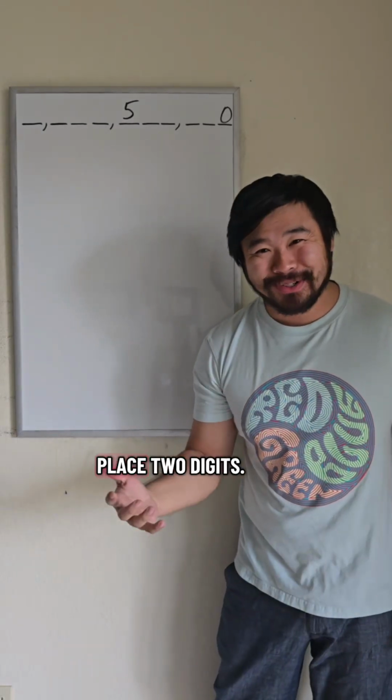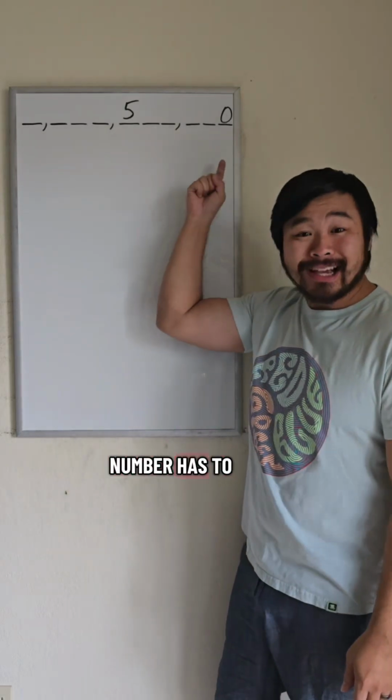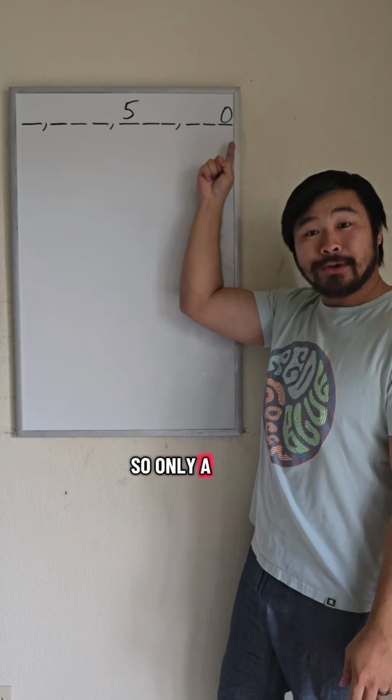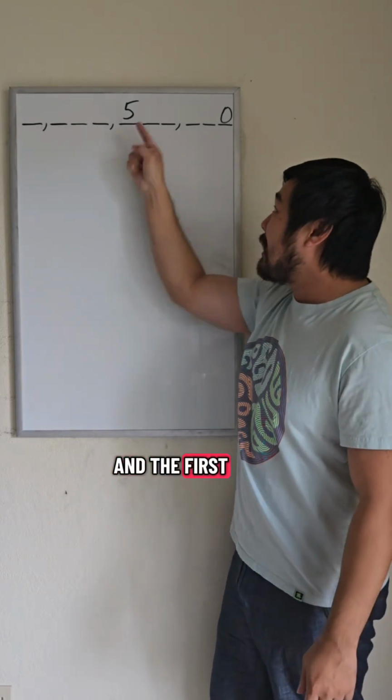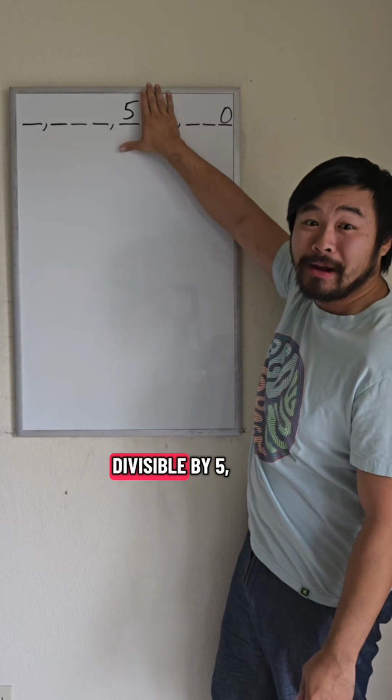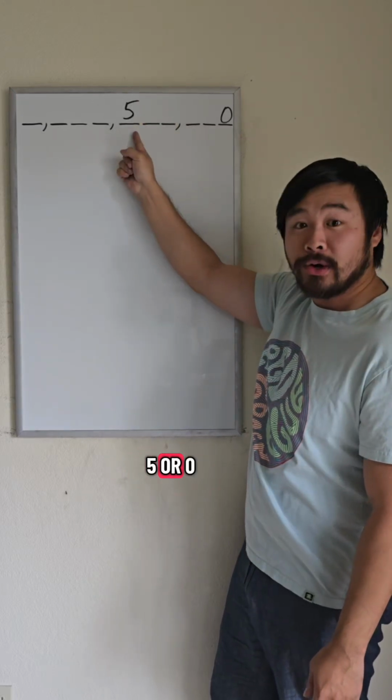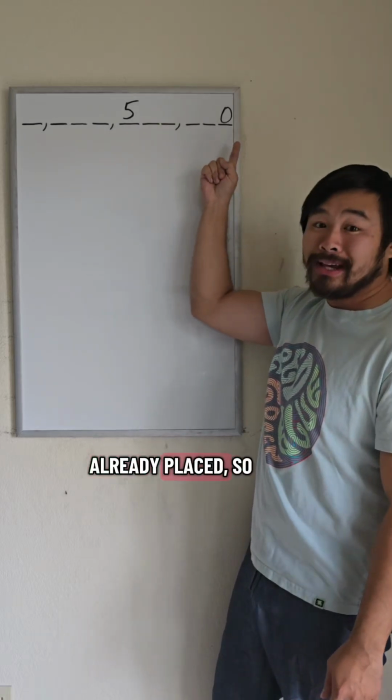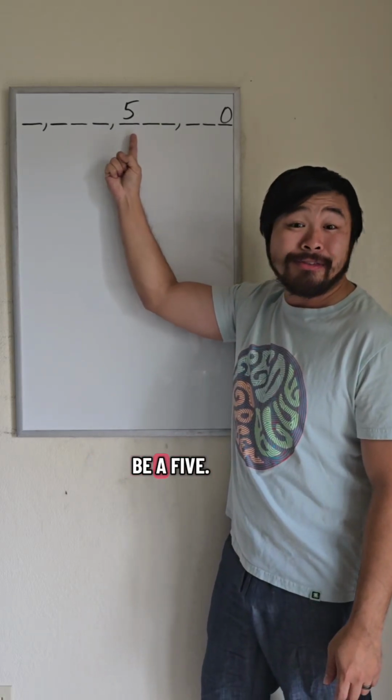First, we can already place 2 digits. This 10-digit number has to be divisible by 10, so only a 0 works here. And the first 5 digits as a whole number has to be divisible by 5, so only a 5 or 0 would work here. And 0 is already placed, so that means this digit has to be a 5.